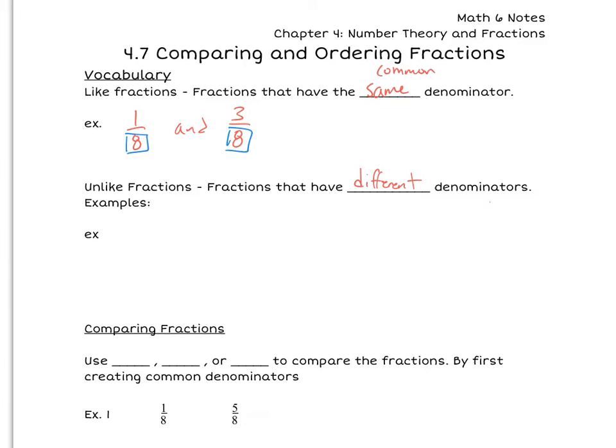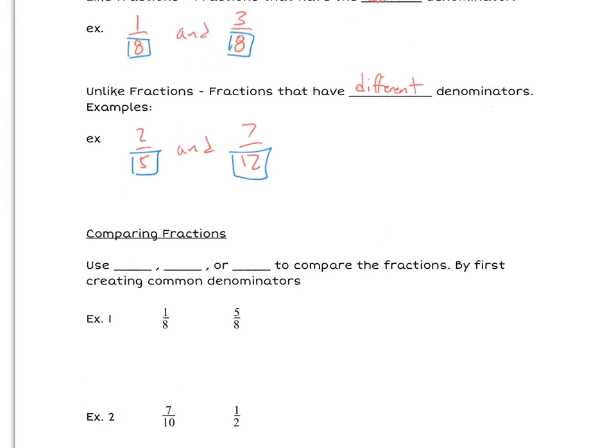For example, 2/5 and 7/12. The numbers on the bottom, 5 and 12, are not the same. So those are two things we're going to be using today. We're going to talk about like fractions and unlike fractions.